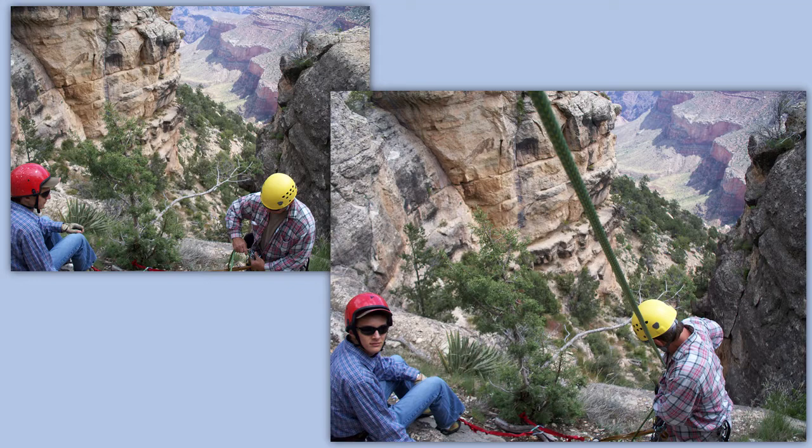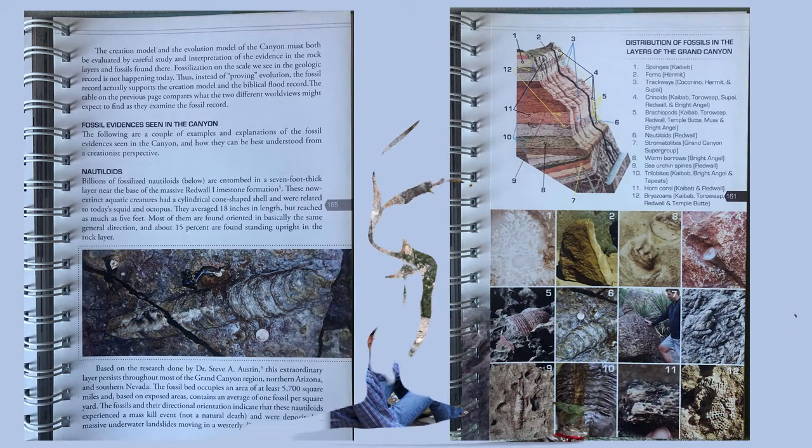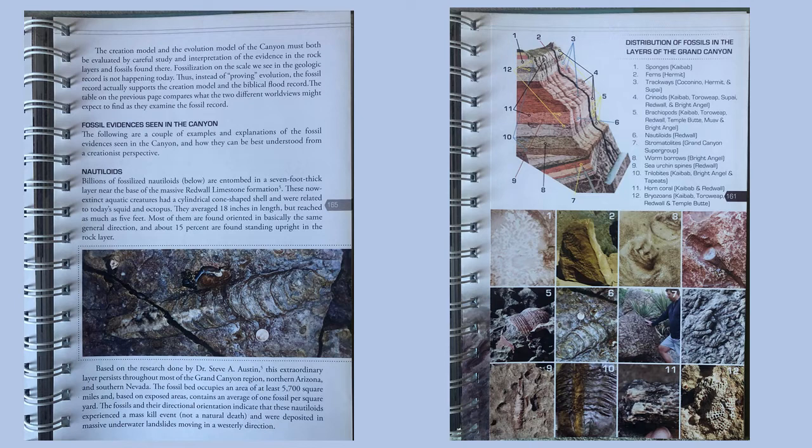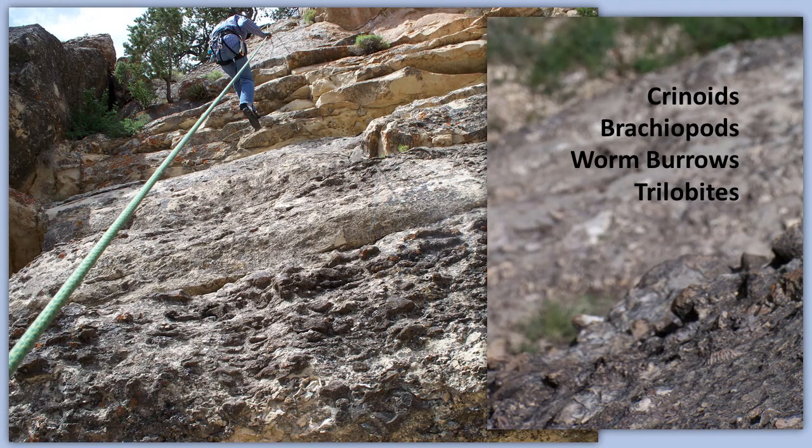And I thought this was an exceptionally interesting chart in that it talks about how there are sponges in the Kaibab Formation, ferns in the Hermit Formation. There are trackways in the Coconino, Hermit, and Supai formations. Crinoids are in the Kaibab, Toroweap, Supai, Redwall, and Bright Angel. And we did see some crinoids while we were climbing there at Bright Angel. And there's Toroweap, that place that I had mentioned I really want to go to at some point in time. There are brachiopods in the Kaibab, the Toroweap, the Redwall, Temple Butte, the Muav, and Bright Angel.